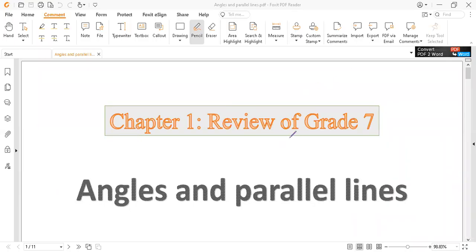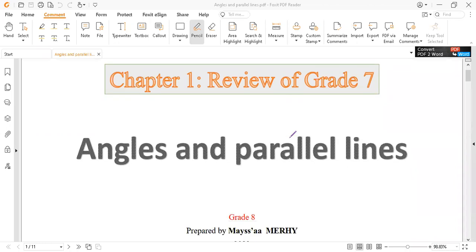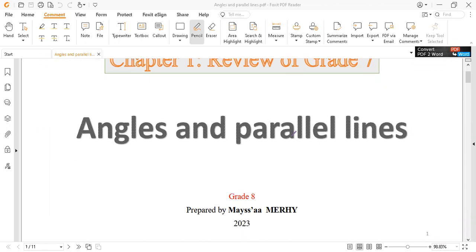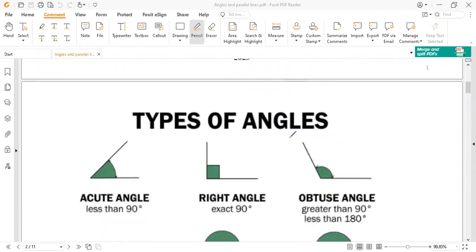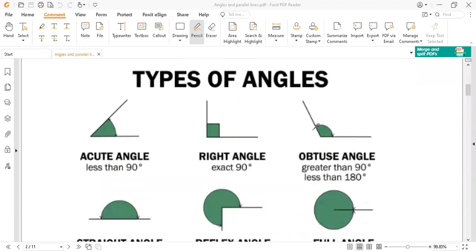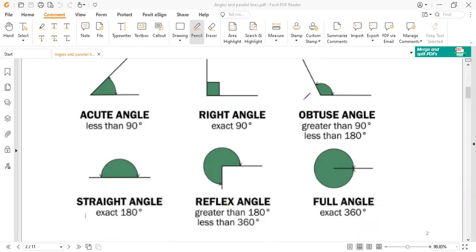Hi again. Today, our session is about reviewing material from grade 7 about angles and parallel lines. So first of all, we want to describe and represent the different types of angles.